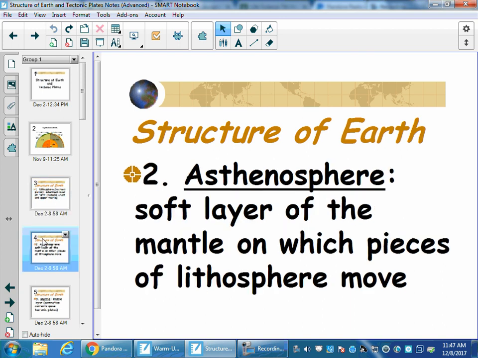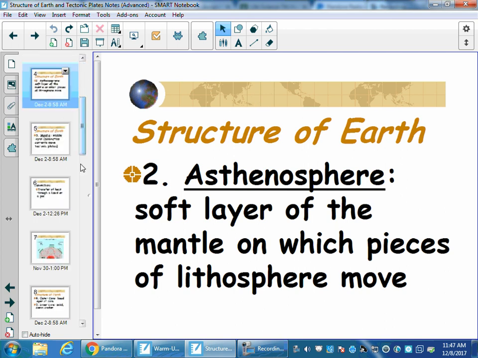This second layer is the asthenosphere. This is a softer layer. It is not as solid and rigid as the lithosphere. And this is where pieces of the lithosphere move on top of this. It's kind of like you have things floating on another part beneath it. Okay? So the asthenosphere is softer. It is underneath the lithosphere.